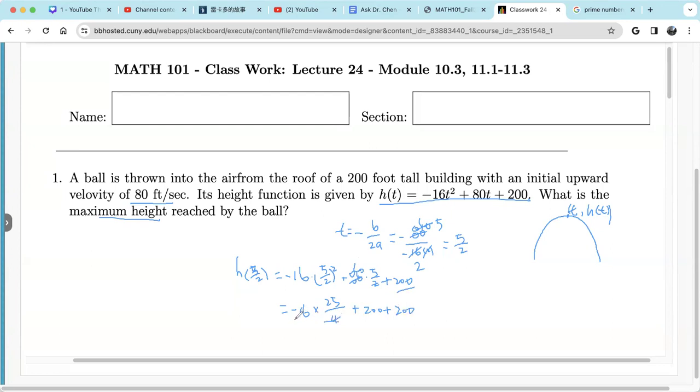So 4 goes into 16 4 times. Negative 4 times 25 is negative 100. Plus 200 plus 200, that's 400. Negative 100 plus 400, that's 300. So the maximum height reached by the ball is 300 feet. Basically, it's a quadratic function given, and the maximum height possible is given by the vertex.